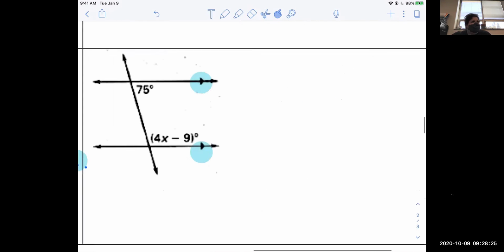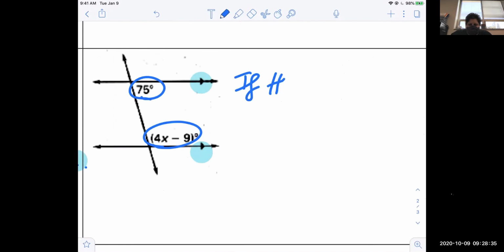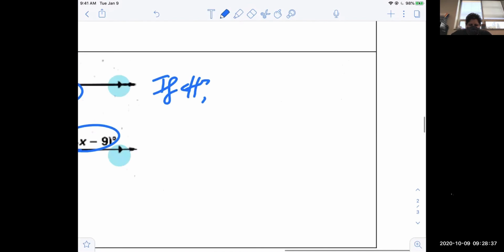Okay, and then for your last one here, Sarah, how are these angles related? They are consecutive interior. So if parallel lines cut by transversal, consecutive interior angles will be what? They'll be supplementary.